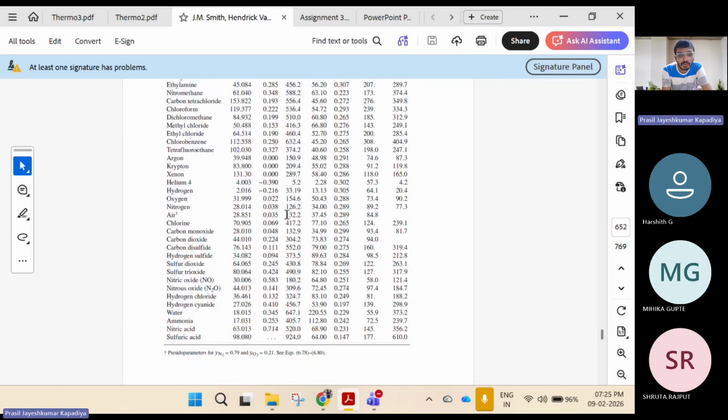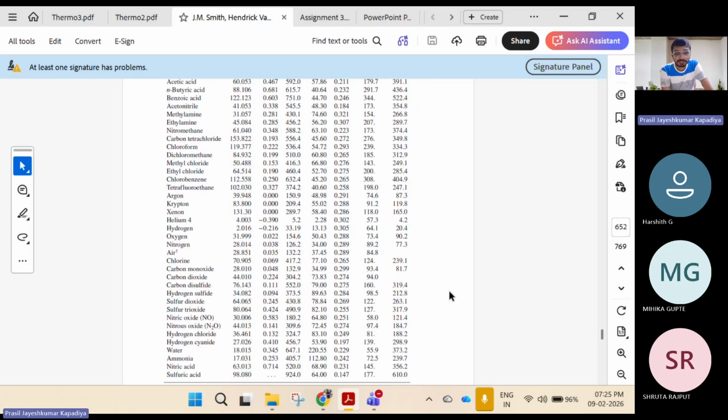Air is also 0.035, oxygen is 0.022. Those are near to 0, but not 0.